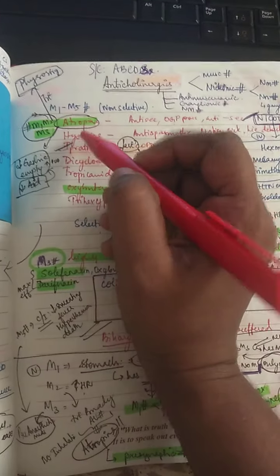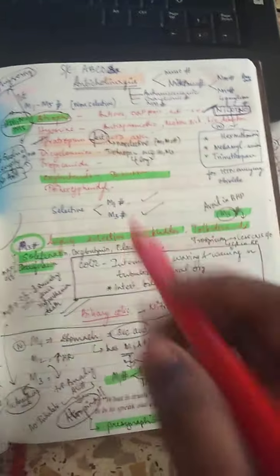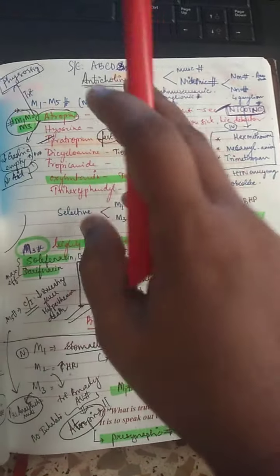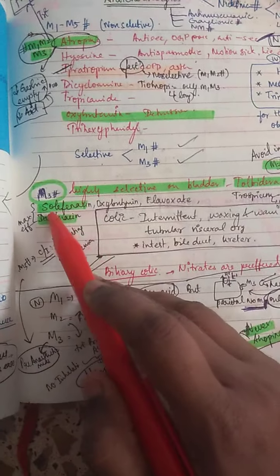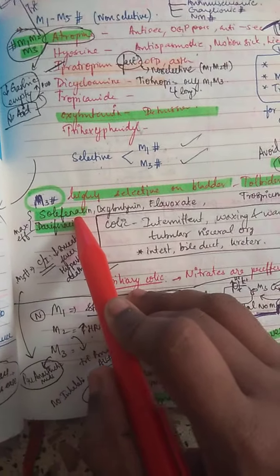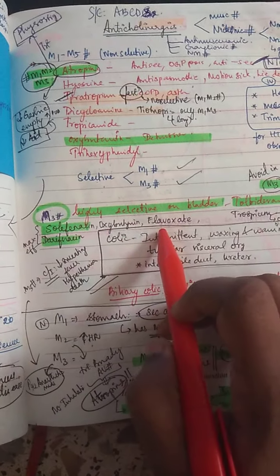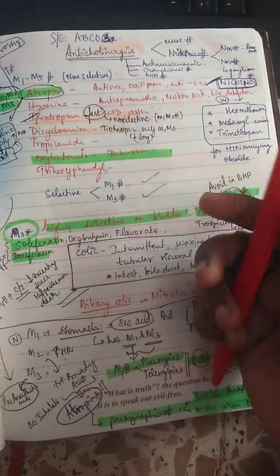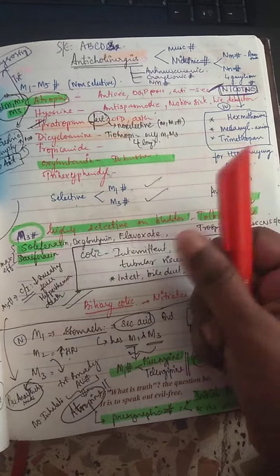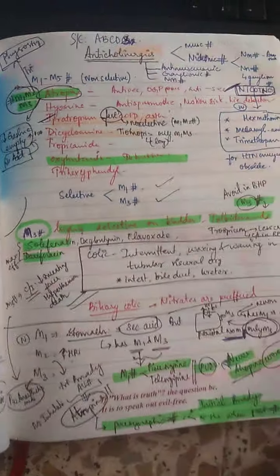Antimuscarinic drugs are atropine, hyoscine, scopolamine, ipratropium, tiotropium, and these are all non-selective drugs. The selective drugs for M1 blockers are pirenzepine and telenzepine. For M3, we have solifenacin, darifenacin, oxybutynin, flavoxate, and also glycopyrrolate. All these drugs belong to muscarinic antagonists. Now about each drug.